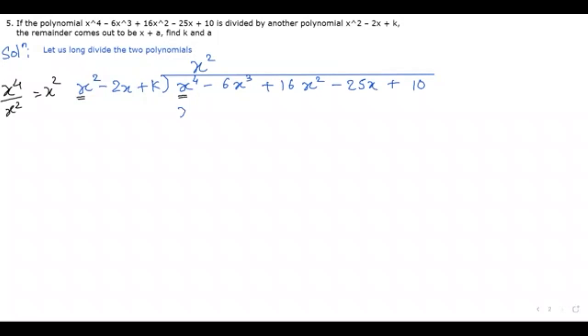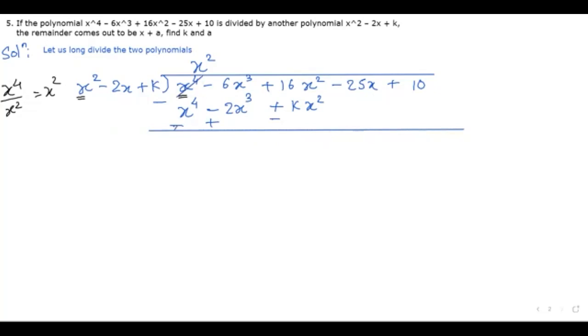X square into x square is x raised to 4. X square into minus 2x is minus 2x cube. X square into k is plus kx square. On subtracting, plus becomes minus, minus becomes plus. Let me draw this line.